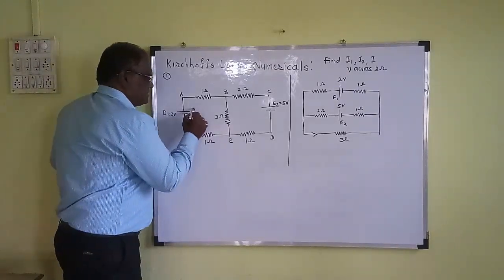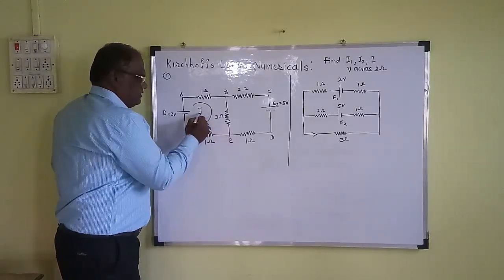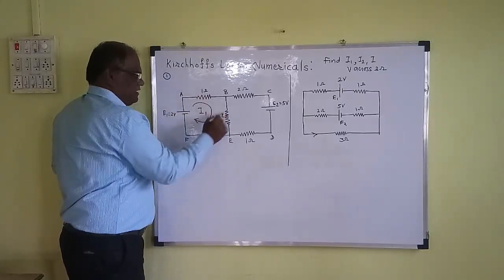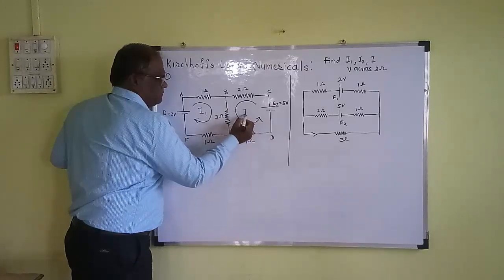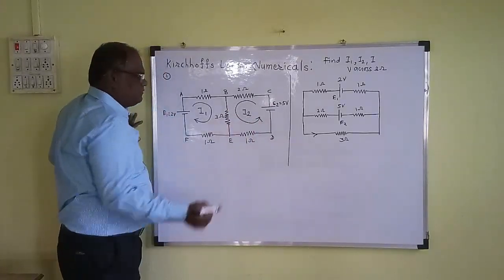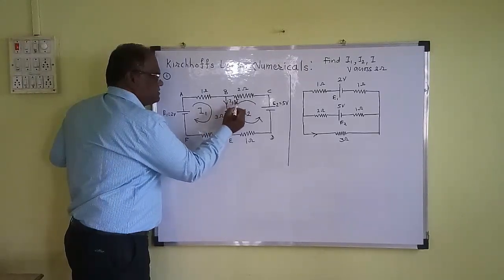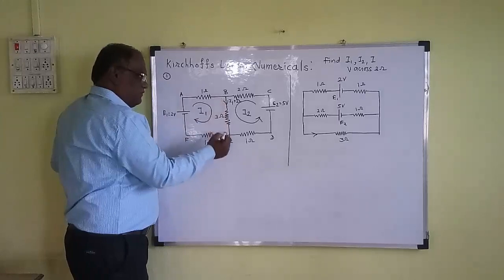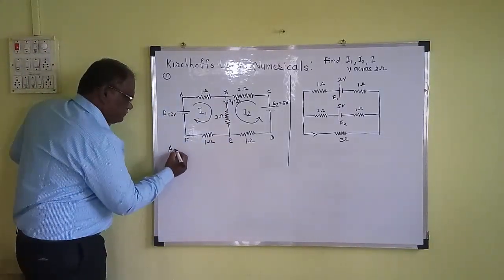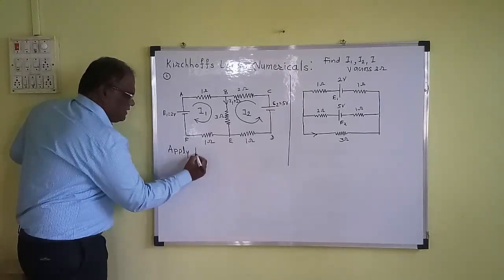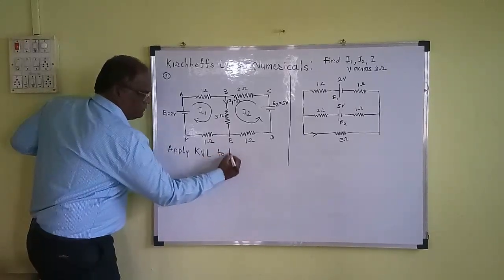Here first I can take this loop. Let I1 be the current supplied by the battery E1. Again this is another loop, I2. Now through this resistance the total current is I1 plus I2. I1 at the same time I2. Here apply Kirchhoff's voltage law to the loops.